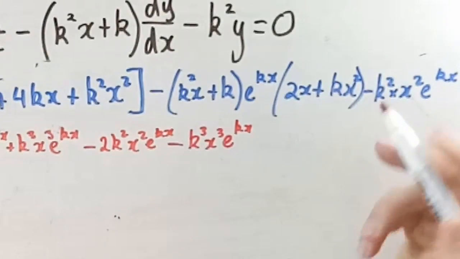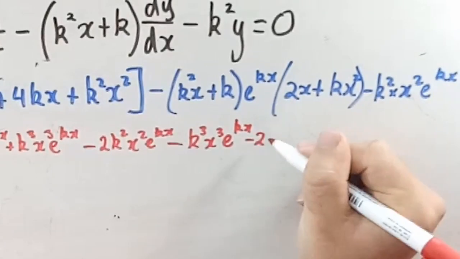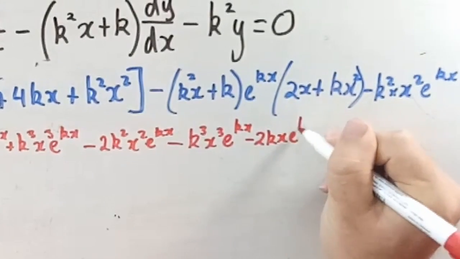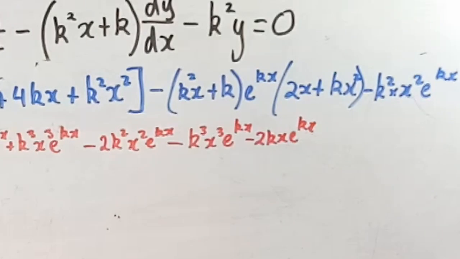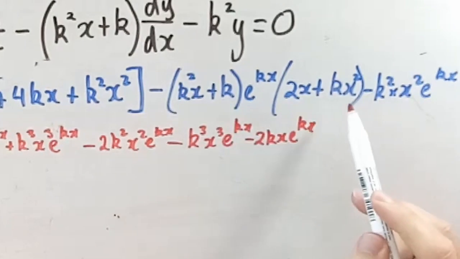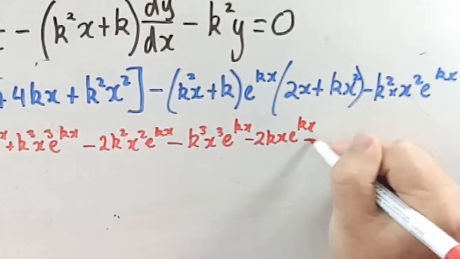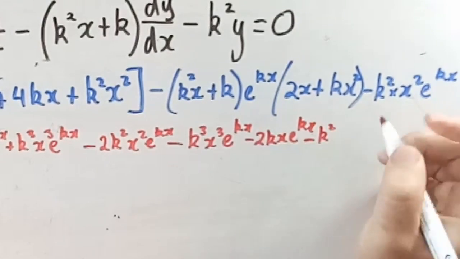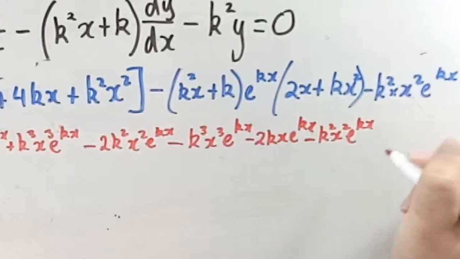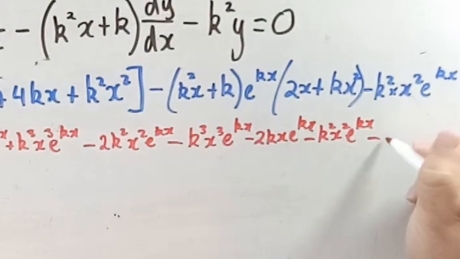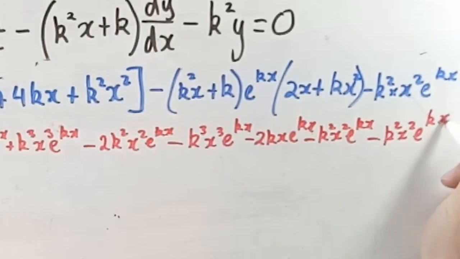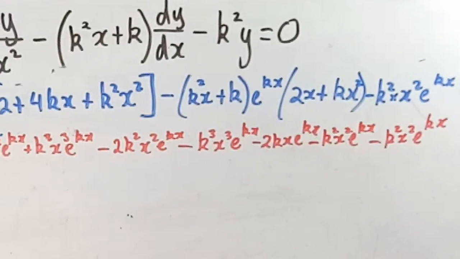Then this one times this one, minus 2kx e to the kx. And this one times this one, minus k squared x squared e to the kx, minus this last bit on the end, k squared x squared e to the kx. All right, we fit it in.